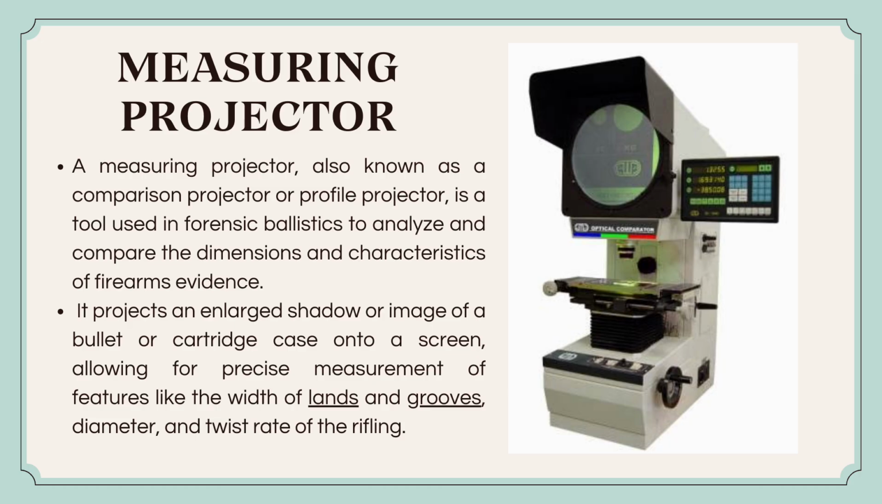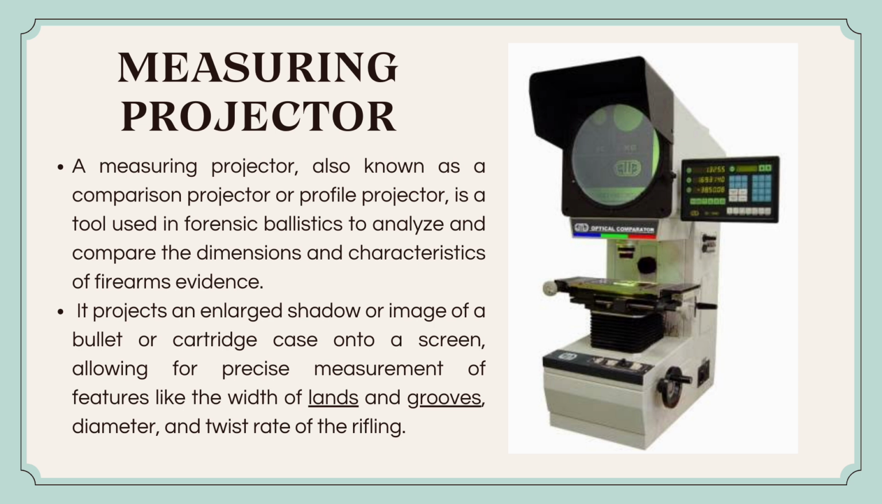The fifth forensic ballistics instrument is the measuring projector. A measuring projector in forensic ballistics is used to determine and measure the precise class characteristics of a fired bullet, such as the width of lands and grooves, the overall diameter, and the rifling's pitch or twist.